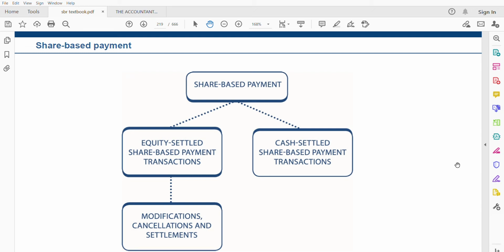Today's standard is IFRS 2 share-based payment. This is a new standard. It is not taught in financial reporting. This is introduced in your SBR. Share-based payment is a long standard, and definitely you can expect a question on this area because it is new to SBR. Right, and this is the first part.